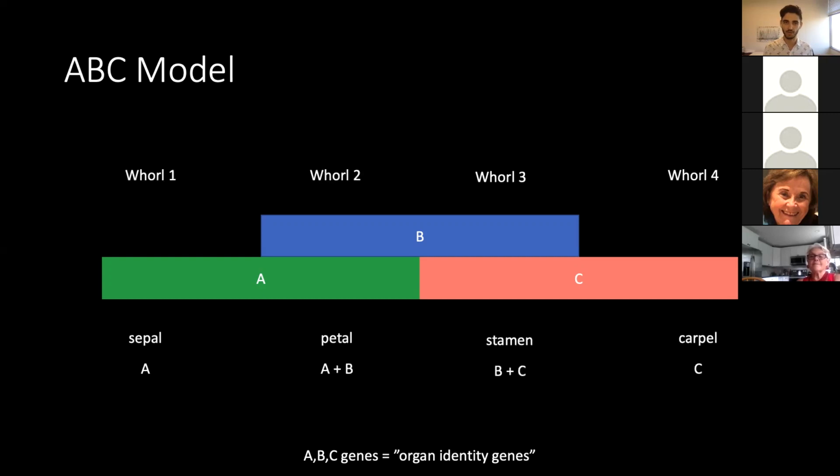The outermost whorl, whorl 1, are your sepals, and those are controlled by just A class genes. Whorl 2 are your petals, those are A and B class genes. Whorl 3 are stamens, those are your B and C class genes. That's your male reproductive organs. And then whorl 4 are your carpels, just C class genes, those are your female reproductive organs.